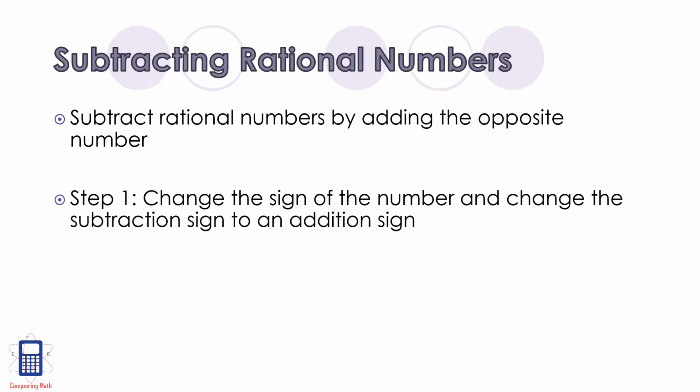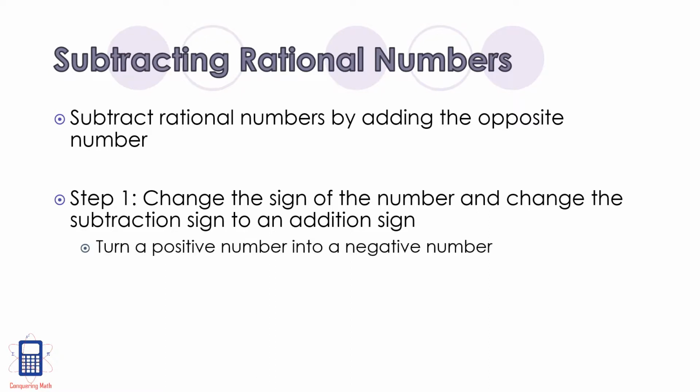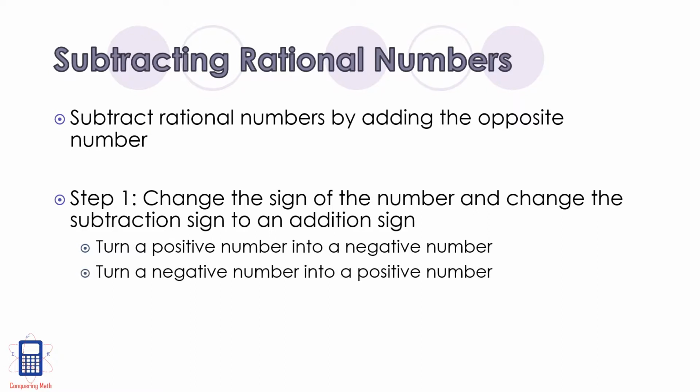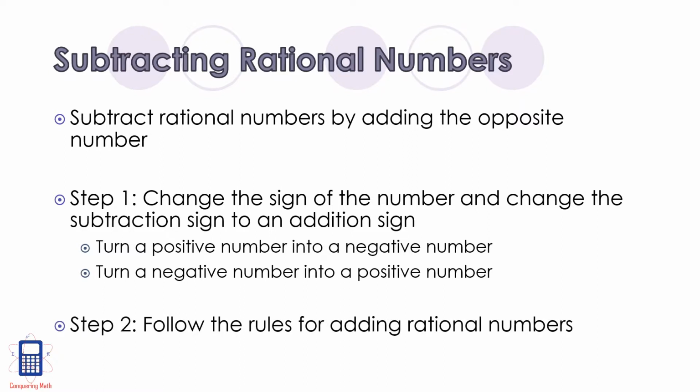Step 1, change the sign of the number and change the subtraction sign to an addition sign. For example, if you have a positive number, turn that into a negative number, and then add. If you started by subtracting a negative number, you'll turn it into a positive number, and then add. And then step 2, follow the rules for adding rational numbers. And that's it.